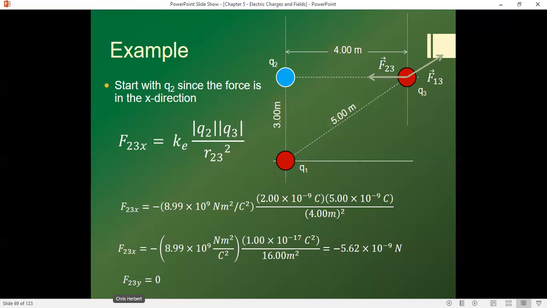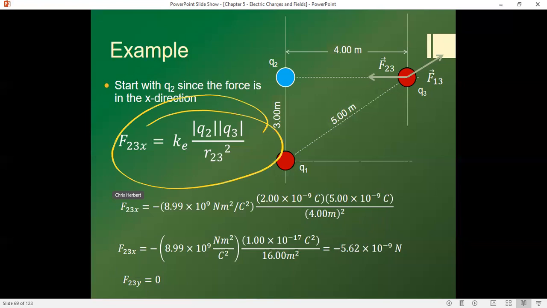All right, so what did I do? I found the magnitude of the force, and then I resolved it into its x and y component. There's only an x component, so I don't have to do anything further, and I'm fine. Okay? That's going to be a little more complicated as we do F13.